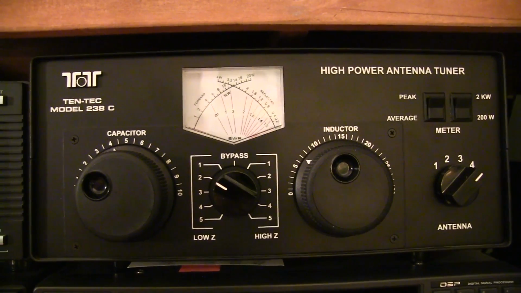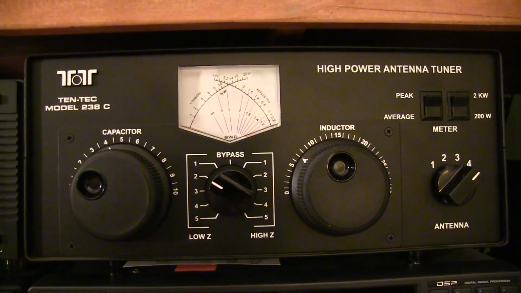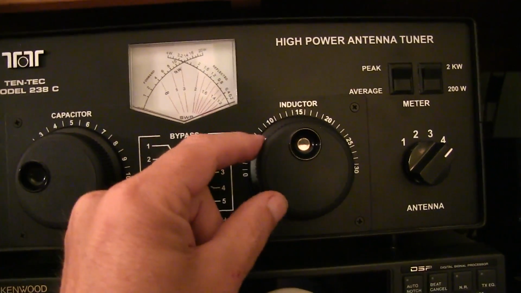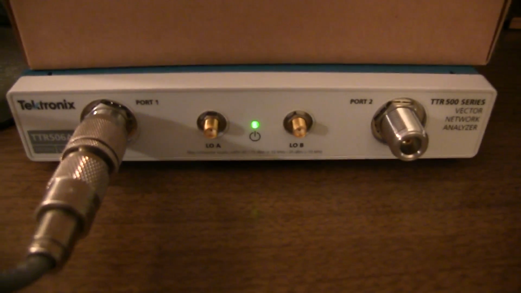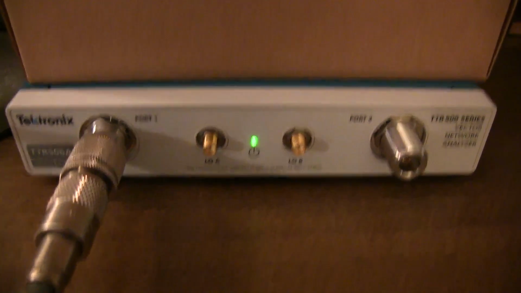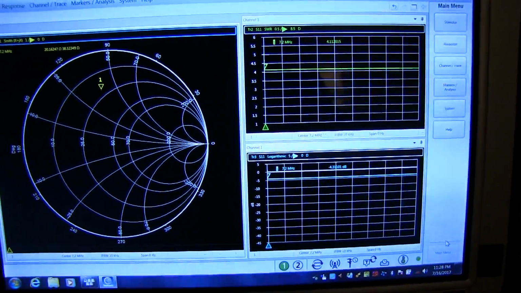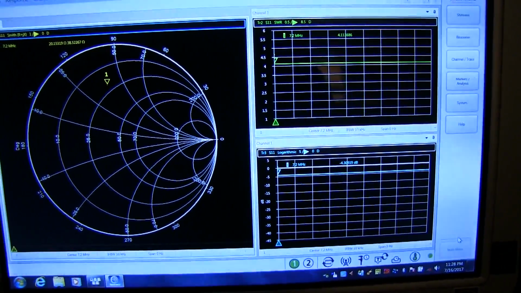Just a short video for fun from the shack here this evening to show how you can visualize the operation of an antenna tuner like this one here by using a vector network analyzer and setting it up with a couple of displays, each of which will show you the operation in a slightly different way.